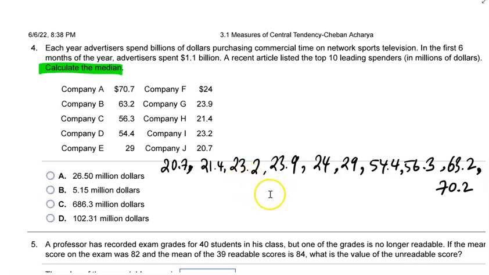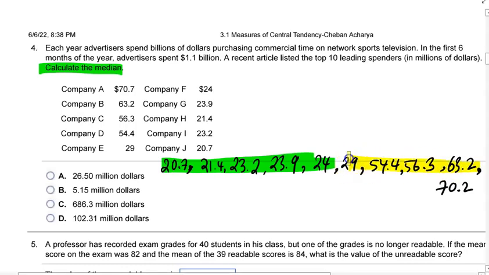Okay, I ordered the data, and you see that in this data set 20.7 is the smallest number, and the highest number is 70.2. This is the ordered data, in increasing order. Now I'm trying to find the middle numbers of this data set. If you look, there are 10 data. You have 1 2 3 4 5 here, and the other 5 are going to be here, right? See, 1 2 3 4 5, 1 2 3 4 5.